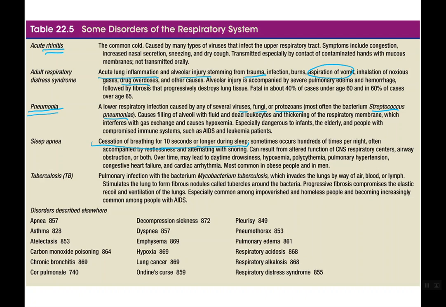And if it occurs often, so hundreds of times per night, that's going to produce chronic hypoxia, lots of snoring, usually restlessness, so poor sleep quality. And tuberculosis is an infection with the bacterium Mycobacterium tuberculosis. So this is a sporulating bacteria, spore forming. And it basically builds up nodules called tubercles around the bacteria, which is your lung's way of trying to wall off the infection. But that reduces pulmonary compliance and is pretty damaging.